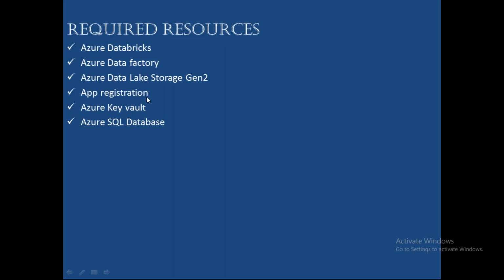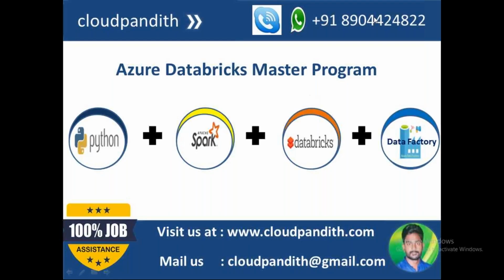App registration, we need to connect to the Data Lake Storage Gen 2. With the help of Azure Active Directory, we are going to authenticate the required permission to the Data Lake Storage Gen 2. Key Vault is where we are securely storing our secrets. SQL database is where we can maintain all our metadata, or all the logs, or whatever you want to maintain in an Azure SQL database. Okay, so these are the slides I have.